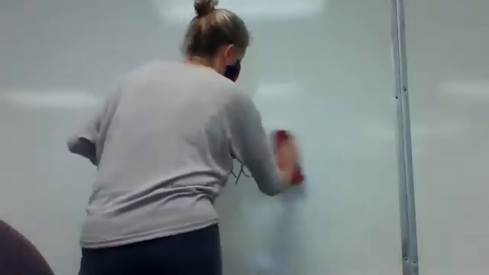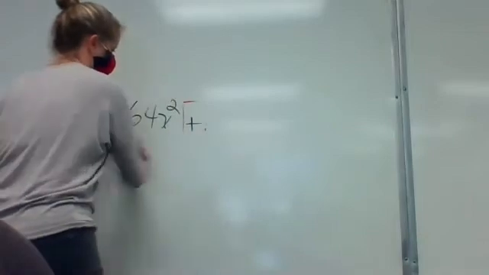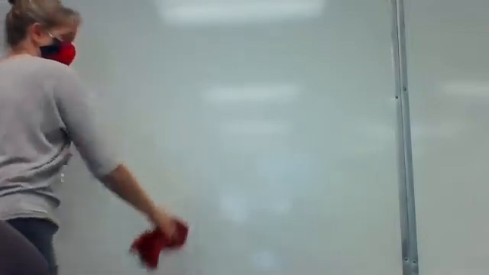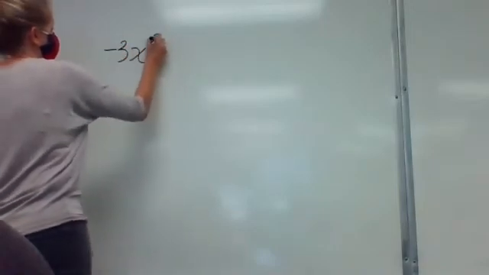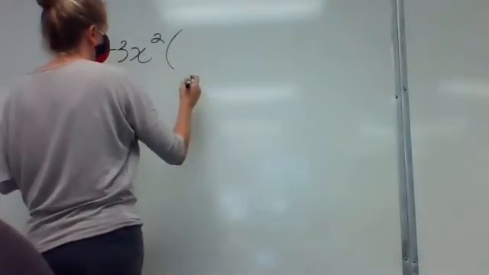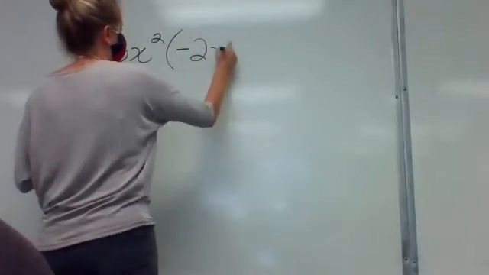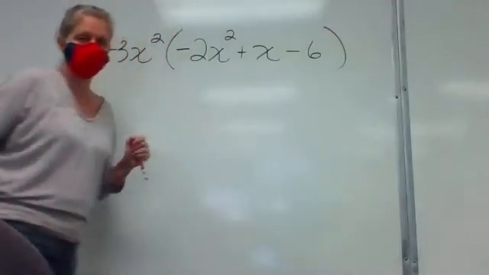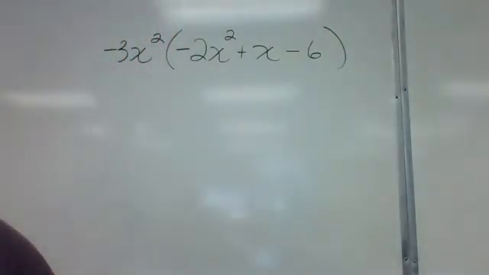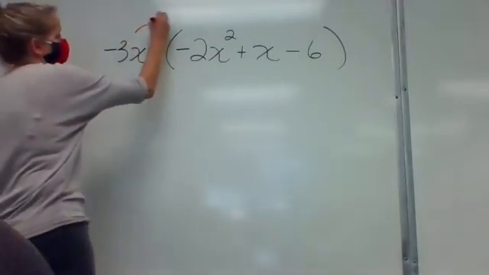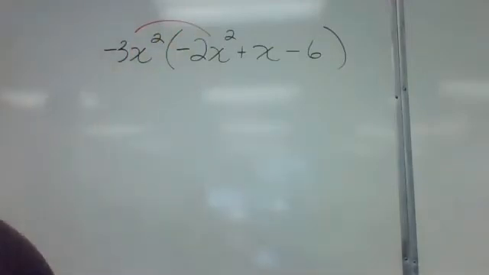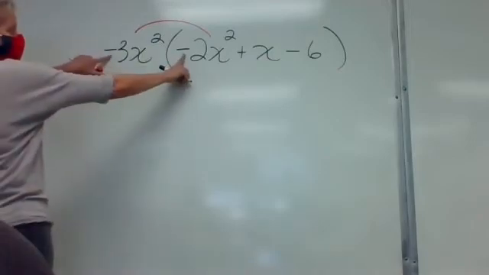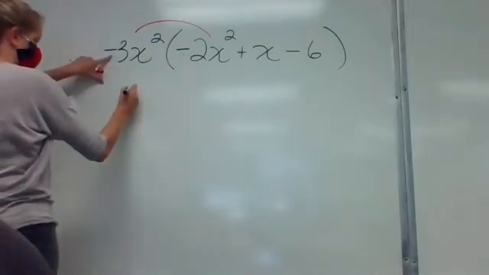Got negative 3x squared, parentheses, negative 2x squared plus x minus 6, parentheses. Okay. So this isn't first outer inner last. The same process. It's still distributing. Right. So we're gonna do negative 3 times negative 2, which is positive 6.